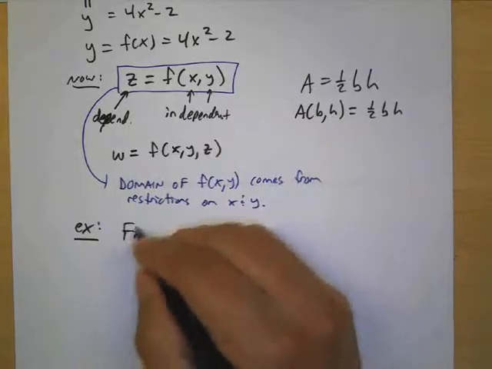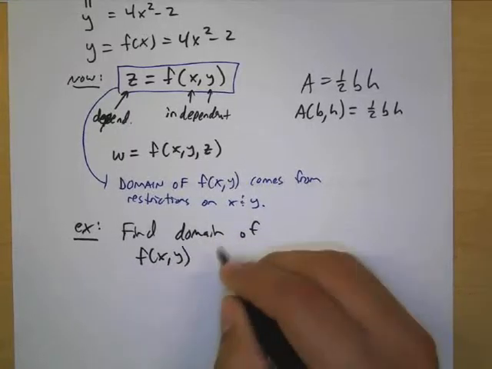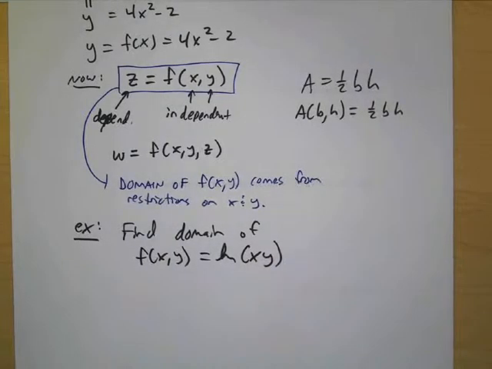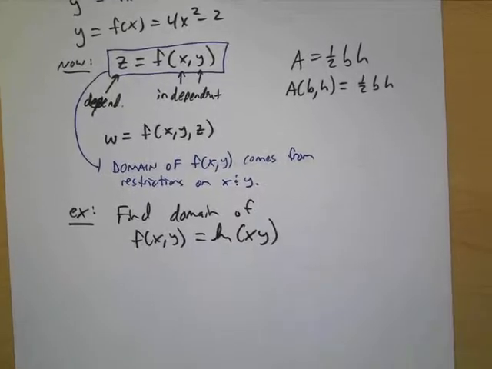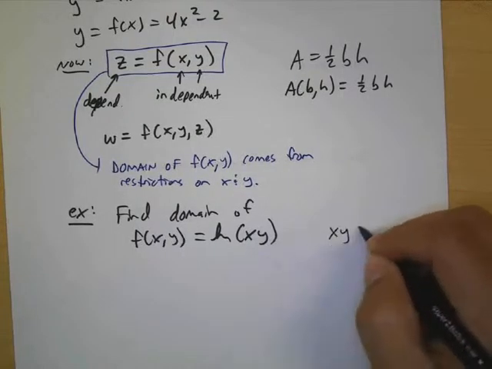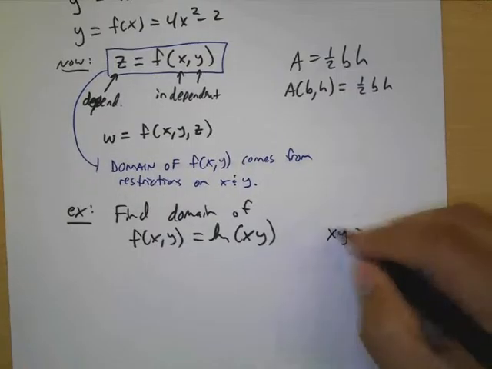Let's say we wanted to find the domain of f of xy equals natural log of xy. How could we find the domain for that function? Neither x or y could equal 0. That's true. Can we have a negative in here? So x and y must both be greater than 0. The product, right? So we have this restriction.